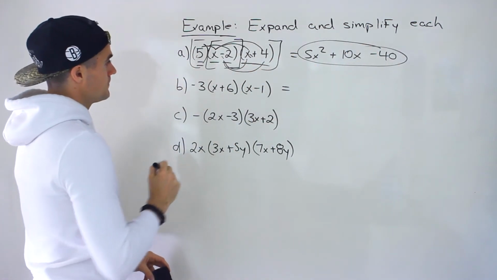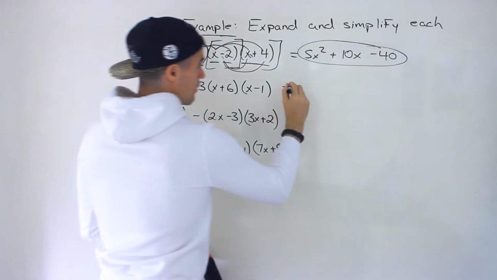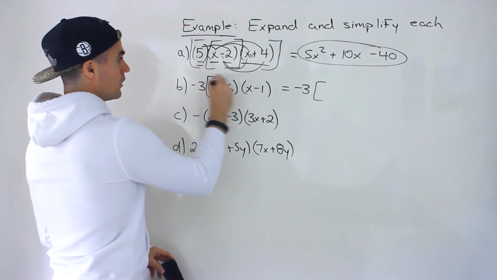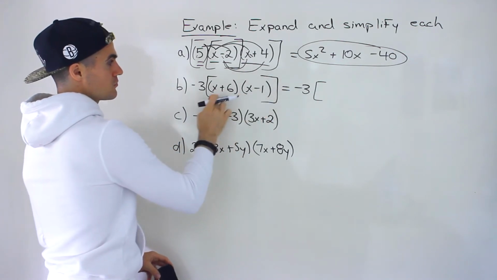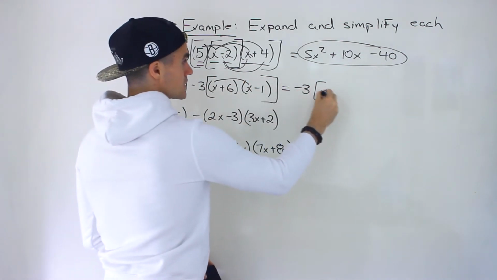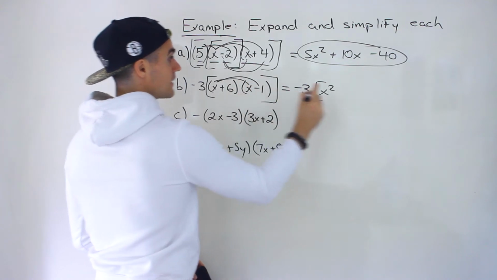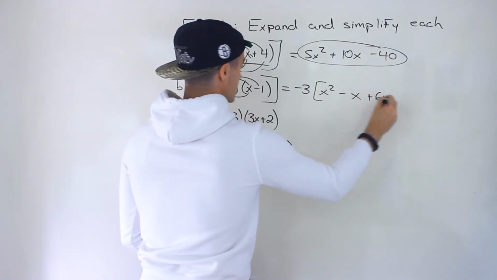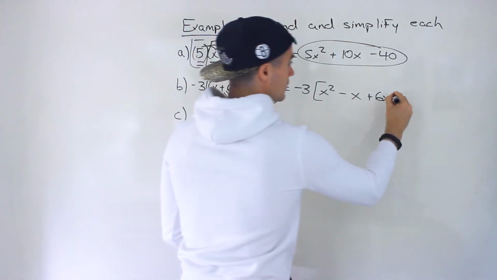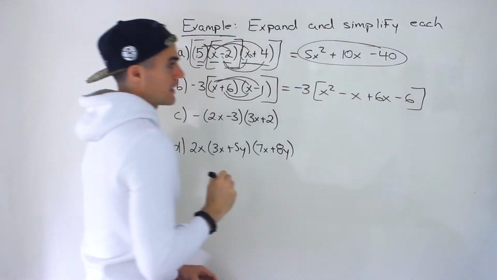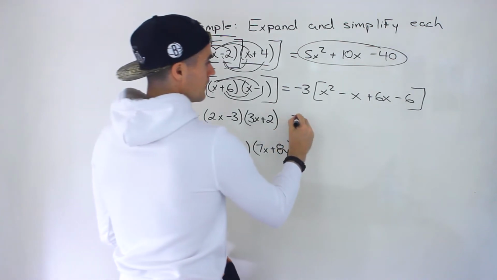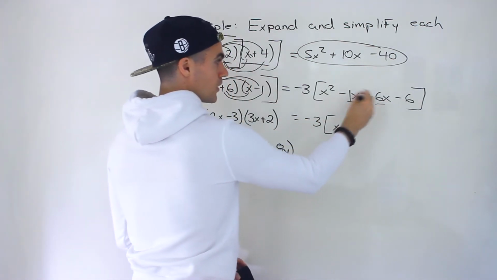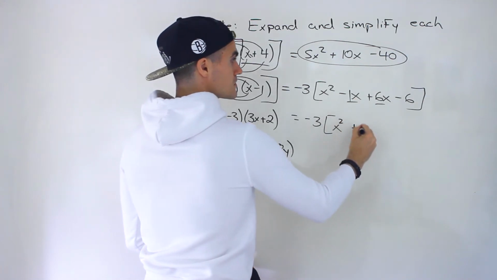Now with part B, I'm going to do it the way that I mentioned before. So the negative 3 I keep on the outside, then I'm going to multiply these 2 brackets. So we'll have x times x, which gives us x squared, x times negative 1, which gives us minus x, 6 times x gives us positive 6x, and then 6 times negative 1 would give us minus 6, like that. And then from here, like terms, negative 1 plus 6 would give us positive 5.